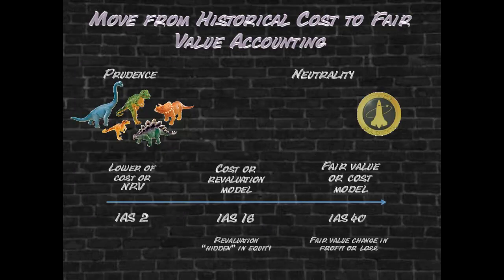It is of interest to note the change in conceptual thinking underlying asset accounting. Inventories, one of the older asset standards, relied heavily on prudence, while a shift to neutrality is noticeable in IAS 40.